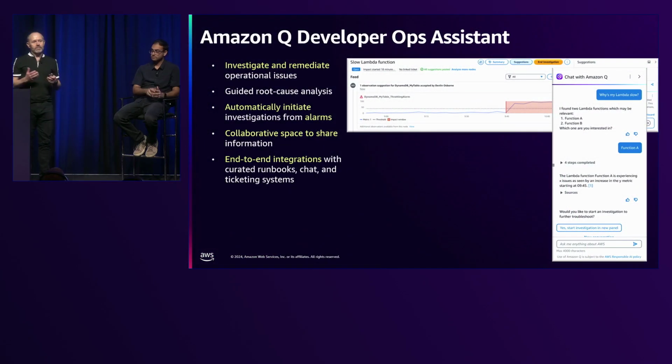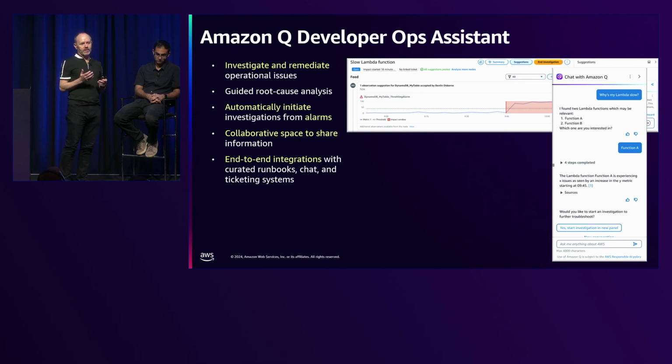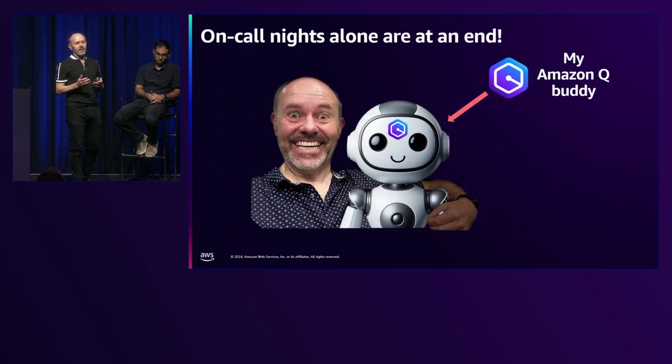So this Ops Assistant is like having a buddy by your side at all times, helping you along, looking around corners for you. The days of being alone at night, on call, on your own, today they're at an end. From now on, you have the Amazon Q buddy to help you along, and look at things that you mightn't discover yourself.